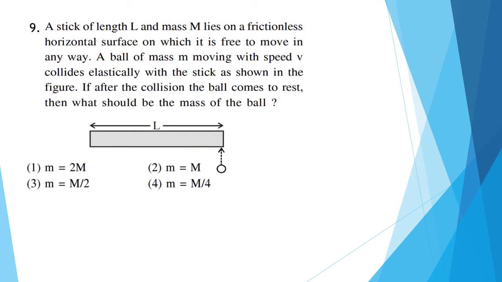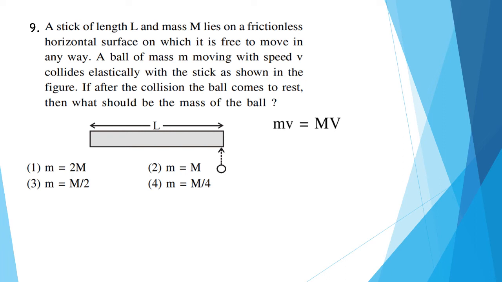Question 9. A stick of length L and mass M lies on a frictionless horizontal surface on which it is free to move in any way. A ball of mass m moving with speed v collides elastically with the stick as shown in the figure. If after the collision the ball comes to rest, then what should be the mass of the ball?